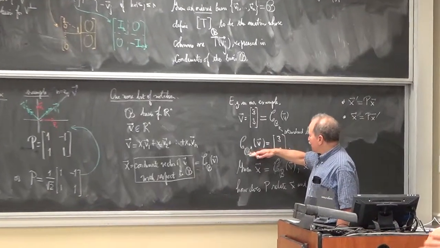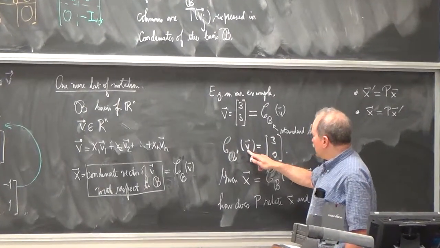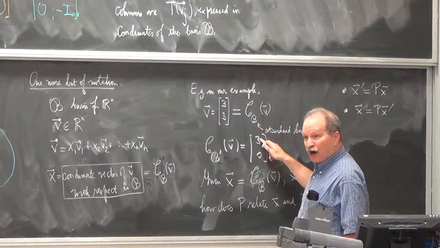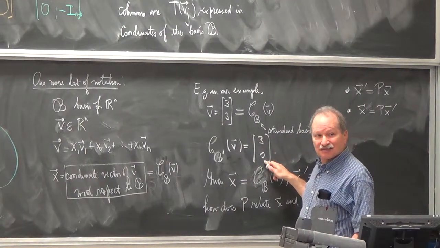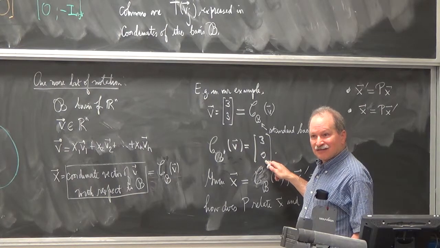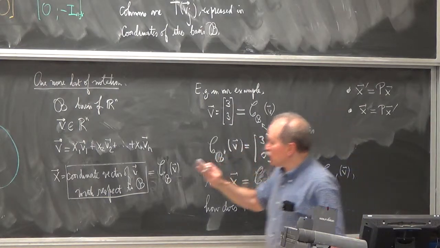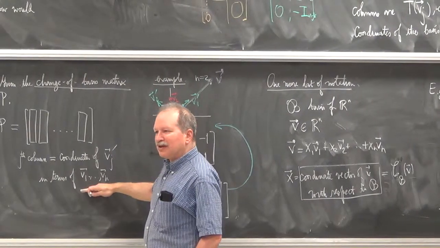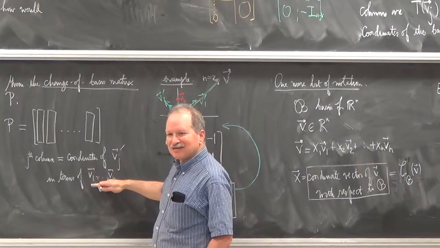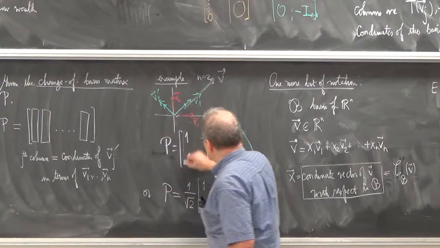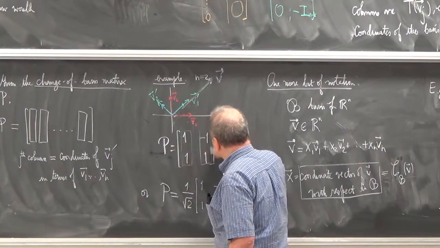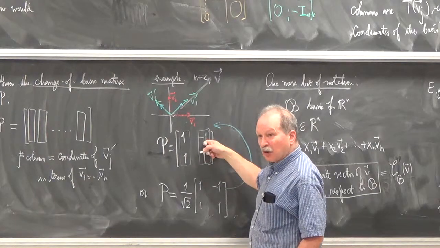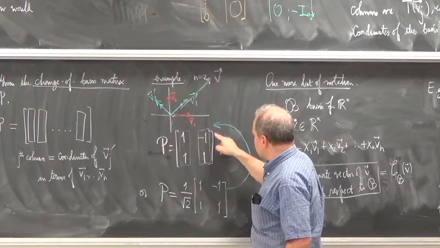Think about what you're saying here. You're saying V can be written as how many V1 primes plus how many V2 primes. And then you say those in turn are given by writing out the P matrix. This would be V1 prime, this would be V2 prime. So if I want 3 of these plus 0 of these, I'm going to multiply this matrix times 3, 0.